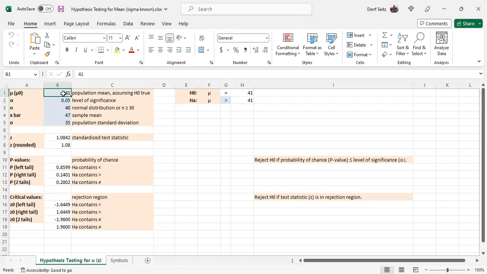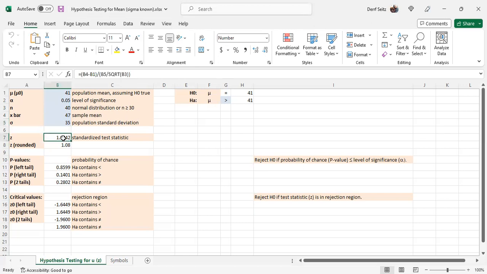The first blue cell input is 41, in this case the hypothesized population mean. Alpha, the level of significance, is 5% in this example. N is 40. In order to use this kind of test, your distribution must either be normal or n must be greater than or equal to 30. X bar is the sample mean from your sample. Sigma is the population standard deviation, which is assumed to be known for this kind of test.